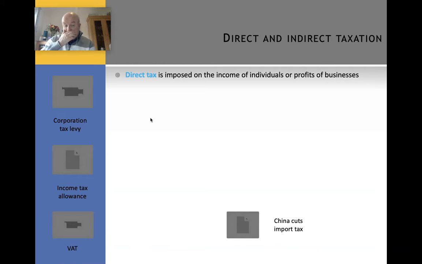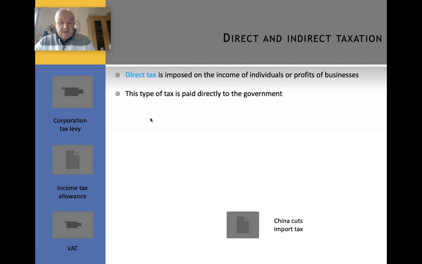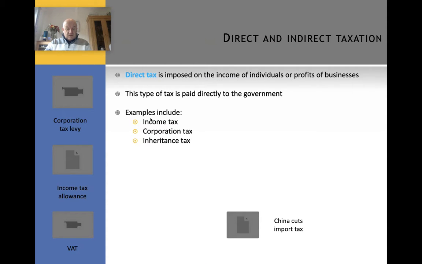Okay, we've got direct tax, which is imposed on the incomes of individuals or profits of businesses, and that includes any type of tax that's paid directly to the government. Some of these are going to include the following. We've got income tax. I think I'm going to sneeze in a minute. If I do, I'll try and warn you. So we've got income tax, then we've got corporation tax, then we've got inheritance tax, national insurance contributions. Each one of those is a direct tax.